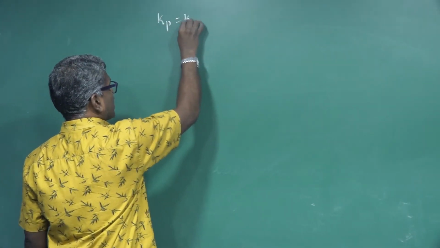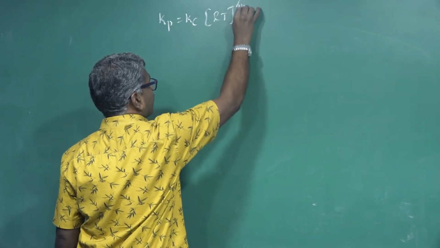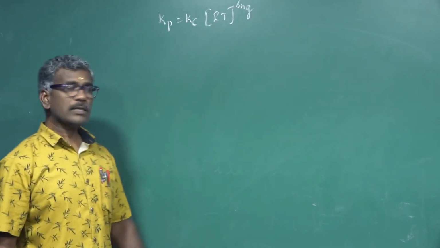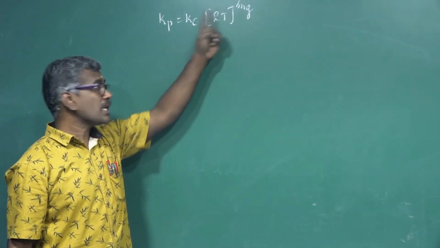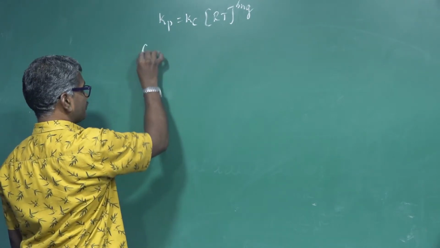Kp equals Kc into RT to the power delta Ng. Again, depending upon delta Ng, Kp and Kc are related in three cases. Case 1.